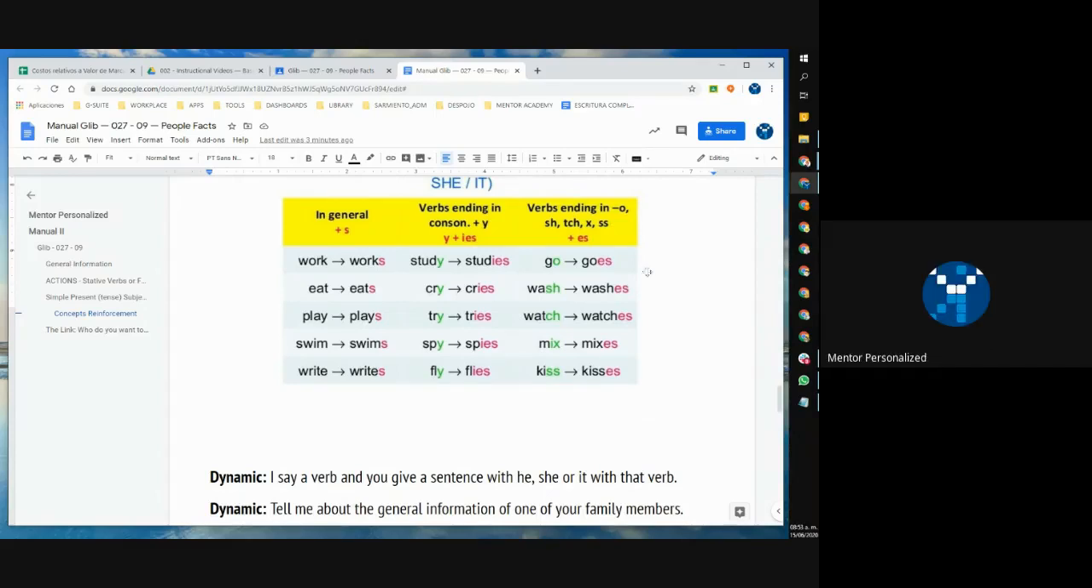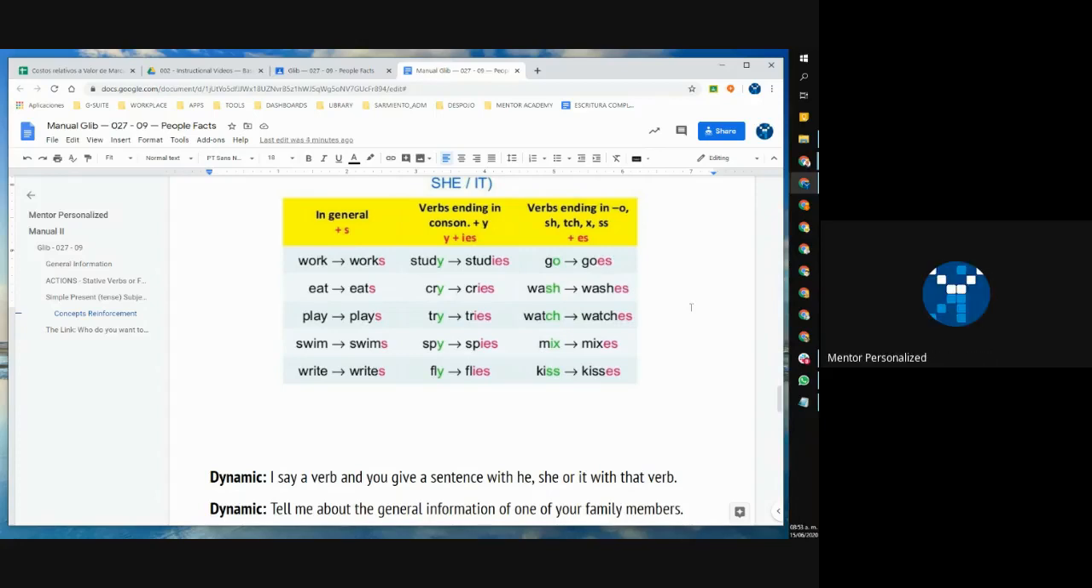Very good. Finally, when we have verbs that finish in O, sh, ch, x, or ss, you add es. For example, go, goes, okay? How do you say E in English? E. Very good. So it's es, okay? With these terminations, you use es. For example, go, goes. Very good.